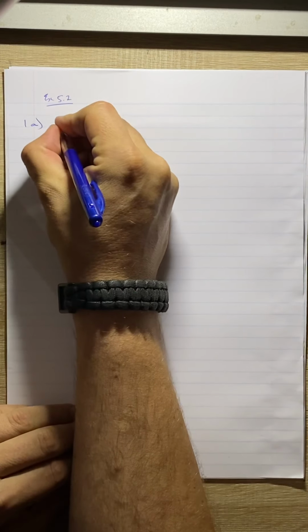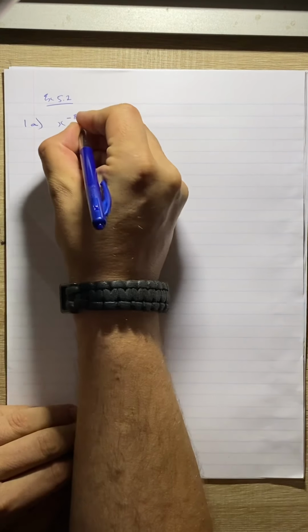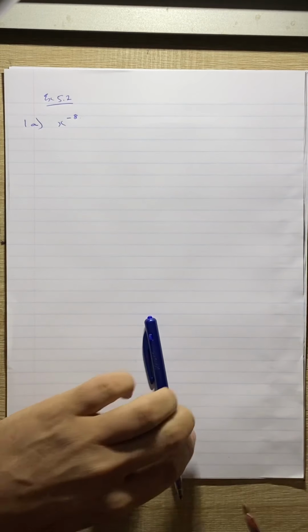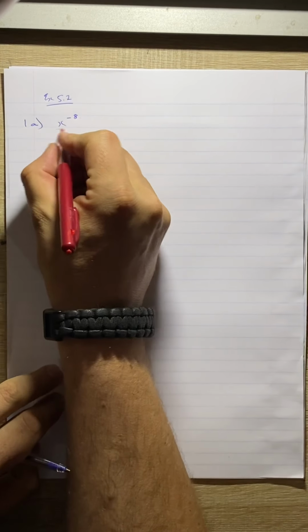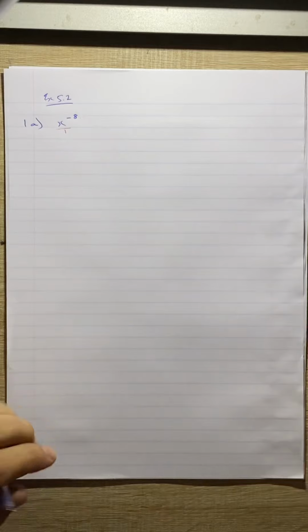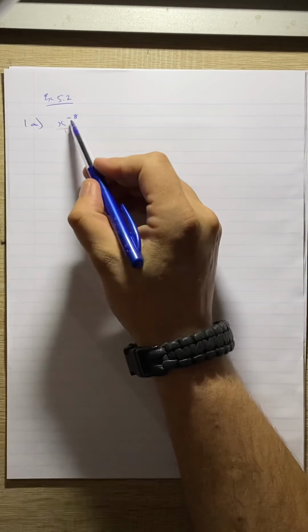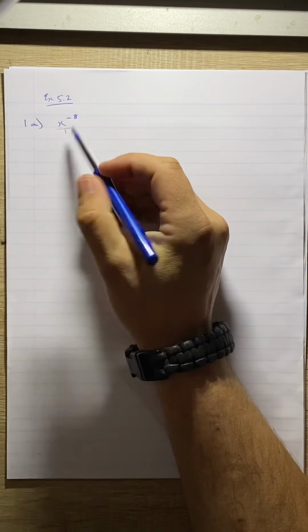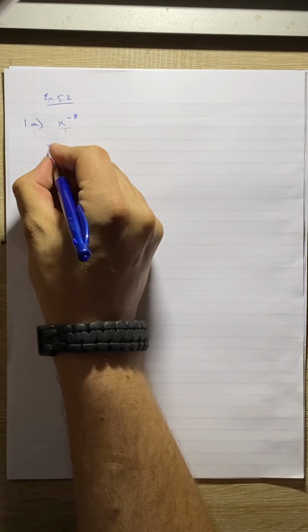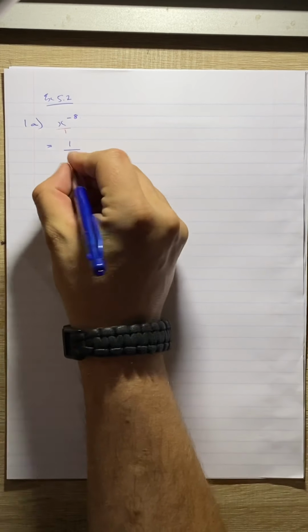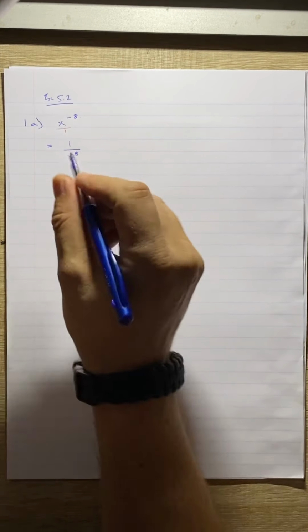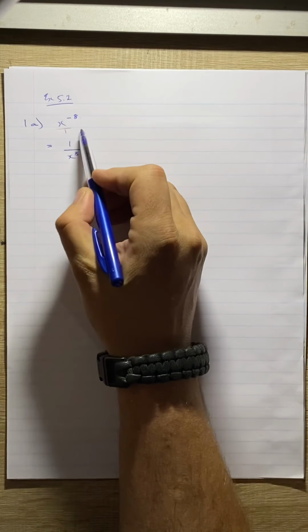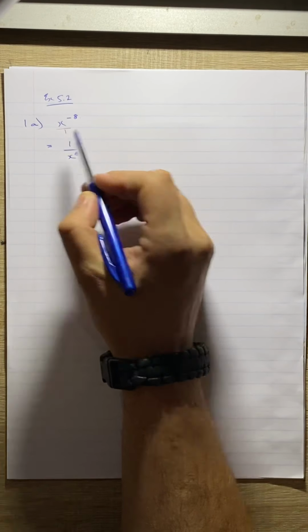So the first one is x to the minus 8. Now remember that this is over an invisible 1, okay? And the negative is telling you it wants to be in the opposite place. So this would be equal to 1 over x to the 8. Because it's up at the top, it wants to be in the opposite place, which is at the bottom.